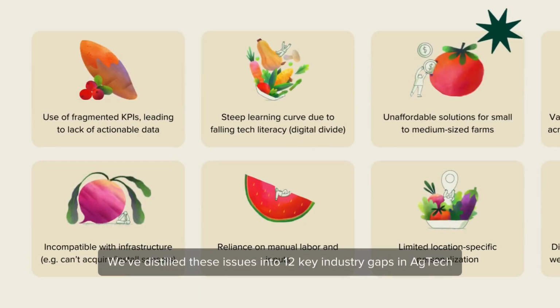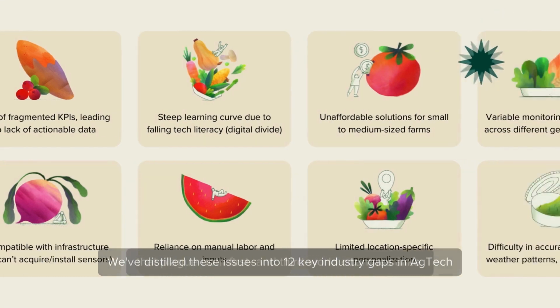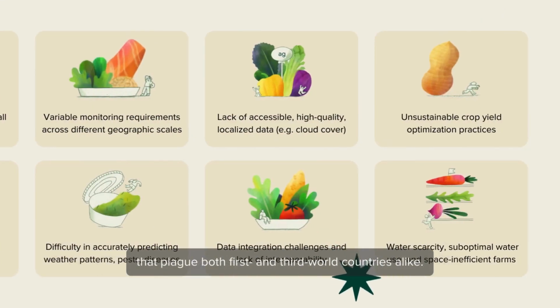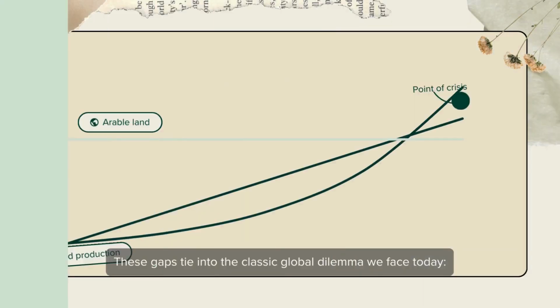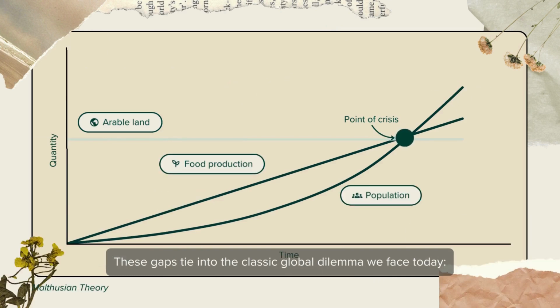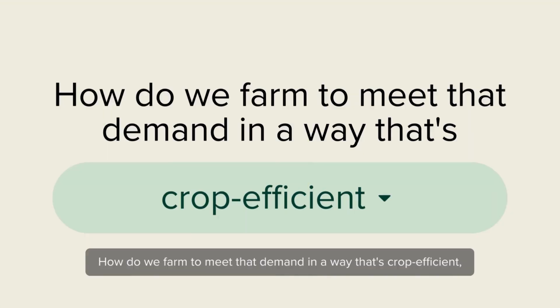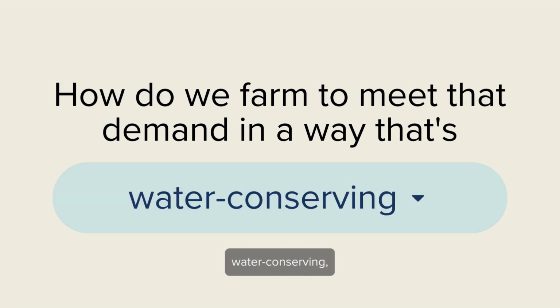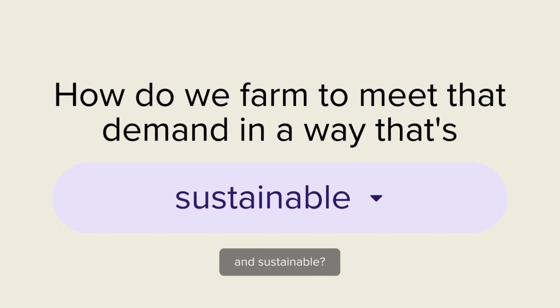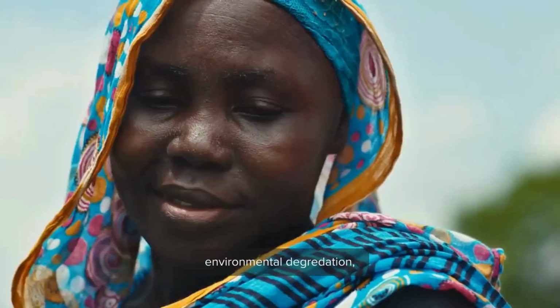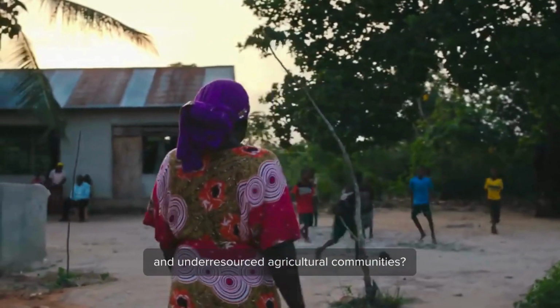The common denominator? We've distilled these issues into 12 key industry gaps in agtech that plague both first world countries and third world countries alike. These gaps tie into the classic global dilemma we face today. As the global population increases exponentially, the amount of arable land we have available remains constant, and the amount of food production remains linear. The question is, how do we farm to meet that demand in a way that's crop efficient, water conserving, soil regenerative, and sustainable, given the constraints posed by climate change, environmental degradation, and under-resourced agricultural communities?